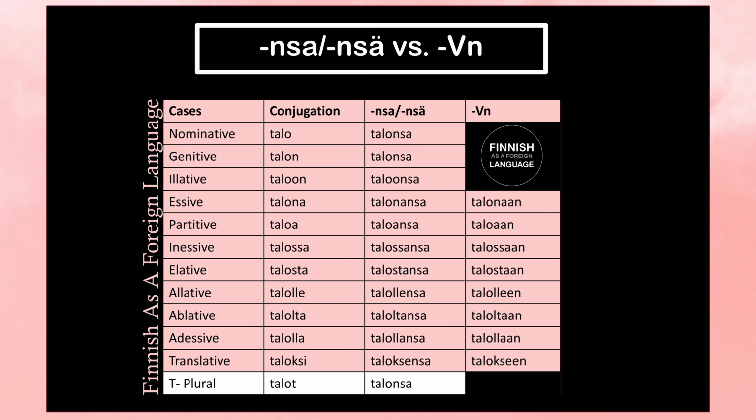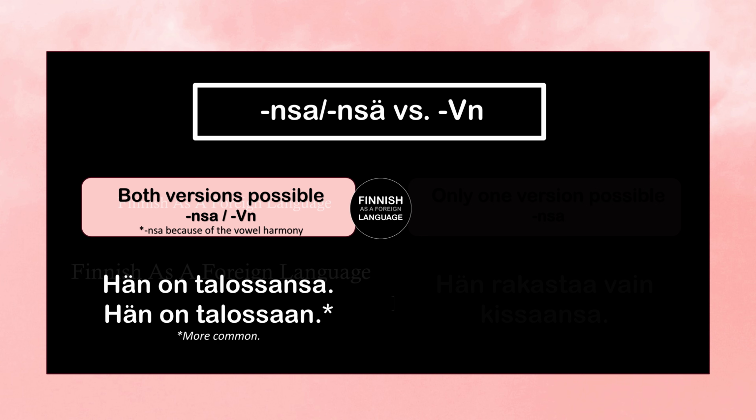Alright, so this hopefully helped understanding when the possessive suffix nsa for the third person singular and plural can be replaced with the suffix vowel n. Now let's take a look at two examples. When we want to say he is in his house, then we can either say hän on talossansa or hän on talossan. Here we can replace the possessive suffix nsa with the suffix vowel n because talossa, which is the inessive case of talo, ends in a short vowel.